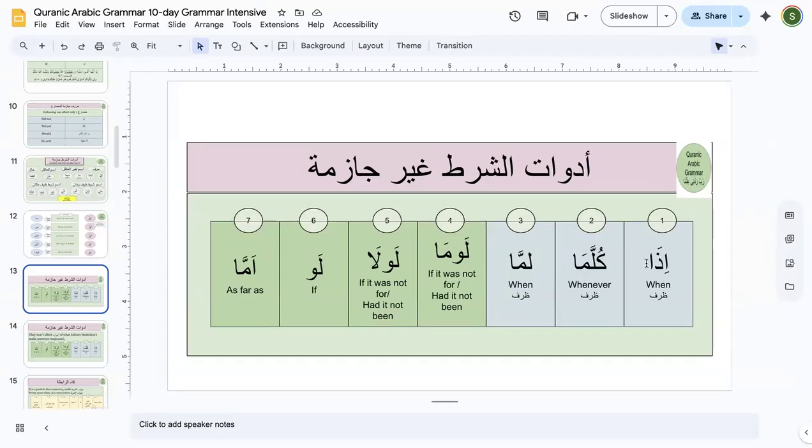So these ones in the sky blue boxes, the 1, 2, and 3, they are isms, and you have covered them yesterday. They were your special mudaf as well, right? Iza, kullama, lamma, and they all have to do with time, right? When it comes to laula, lauma, lau, and amma, they are all harf. Is this clear to all of you?